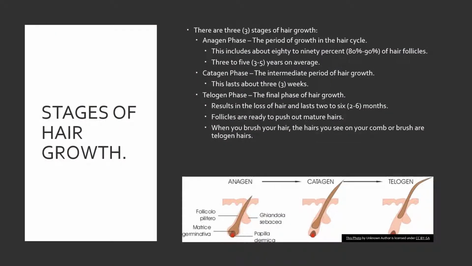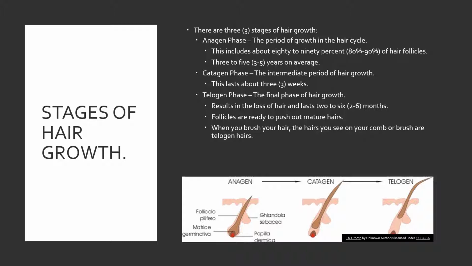So the stages of hair growth. There are three stages of hair growth, and you can follow along down there at the bottom with the picture as I describe these. The anagen phase, the period of growth in the hair cycle. This includes about 80 to 90% of hair follicles, 3 to 5 years on average. The catagen phase, the intermediate period of hair growth.